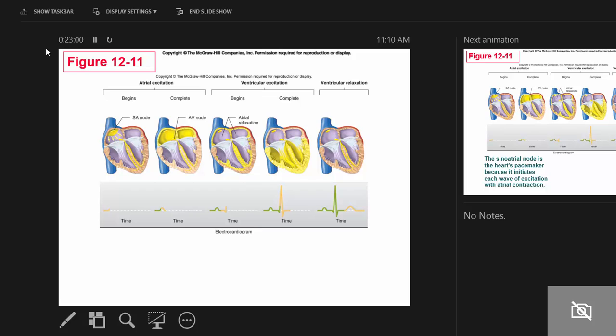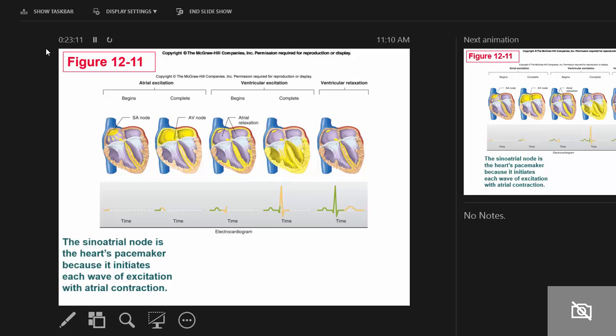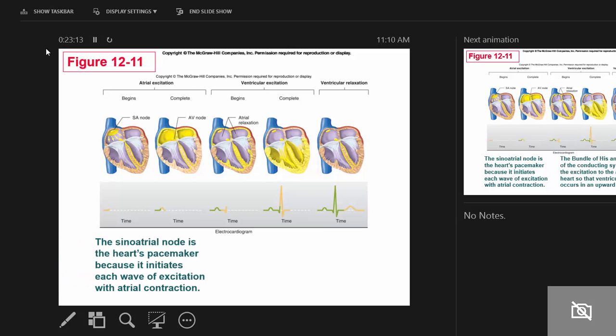Okay. All right, so this is a snapshot of your heart's activity. And so if you understand from each angle, does the picture look the same? So, from each angle, will the PQRS-T complex, what is normal, look the same? No, they look different. Okay, so the sinoatrial node is the heart's pacemaker because it initiates each wave of excitation with atrial contraction. Right, that's what we just said.